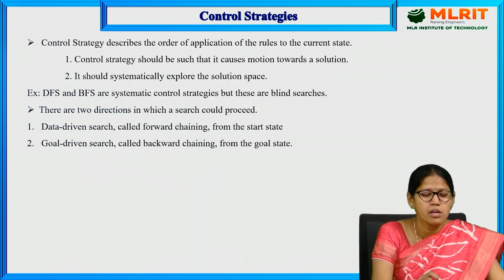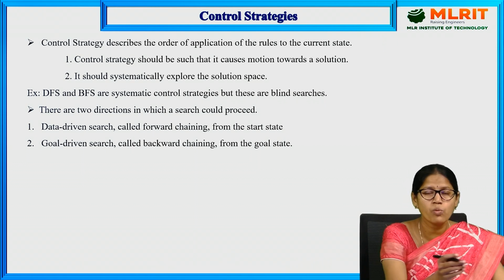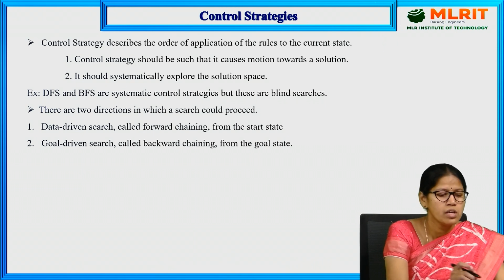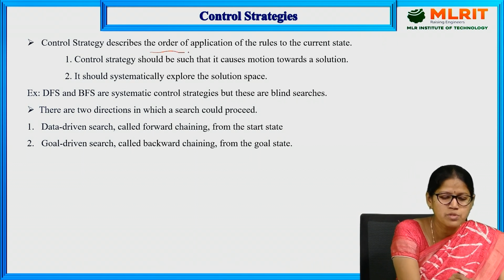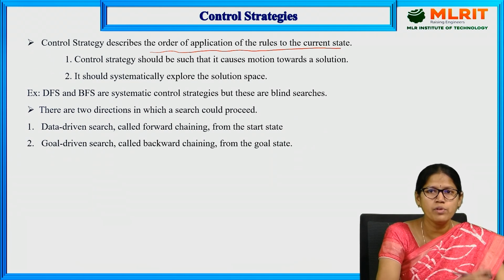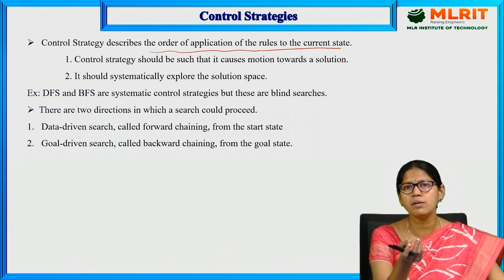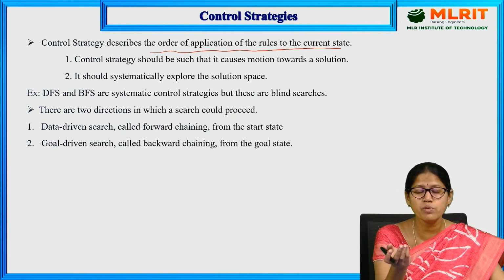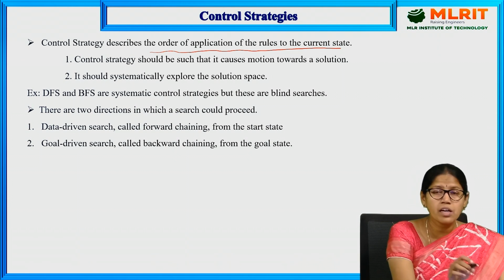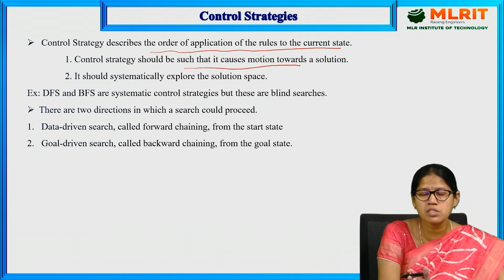Next concept, control strategies. In the previous video also we have seen what is control strategy, the definition. The control strategy describes the order of application of the rules to the current state. To solve any real-time problems, we need to have one control strategy. So here the control strategy should be such that it causes motion towards the solution.